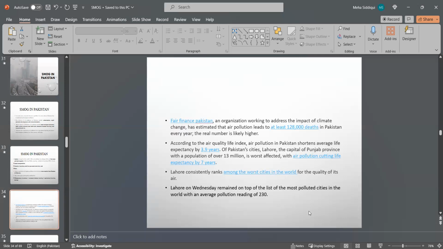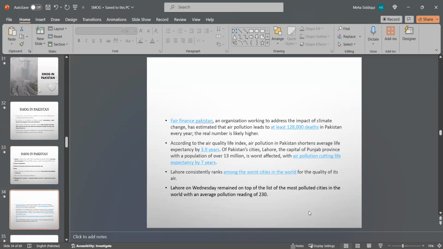Fair Finance Pakistan, an organization working to address the impact of climate change, estimated that air pollution leads to at least 128,000 deaths in Pakistan every year. The real number is likely higher. According to the Air Quality Life Index, air pollution in Pakistan shortens average life expectancy by 3.9 years. Of Pakistan's cities, Lahore, the capital of Punjab province with a population of over 13 million, is worst affected by air pollution, cutting life expectancy by 7 years.